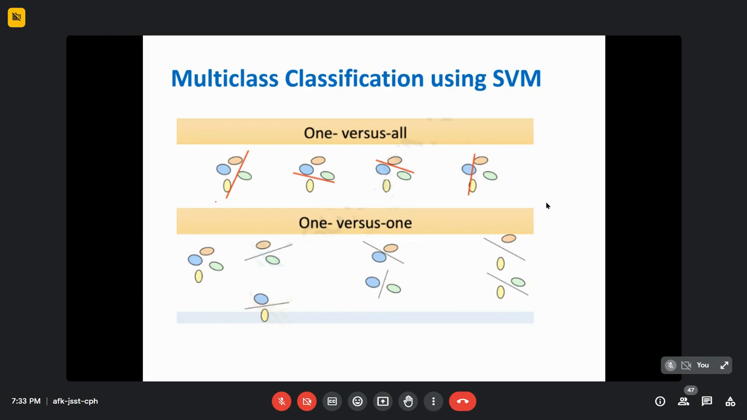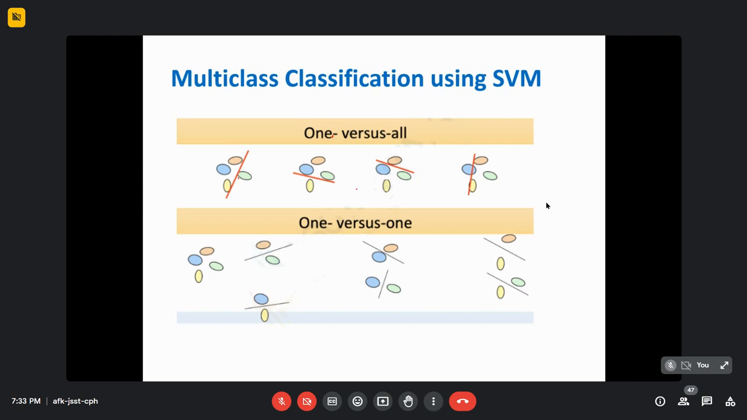So if you want to apply the SVM on it, then first of all, it will convert them into binary classes. So how will it do that? We have two options. One is one versus all. In this one versus all, on one side of the hyperplane we'll have only one color, and on the other side of the hyperplane we'll have all the remaining classes.